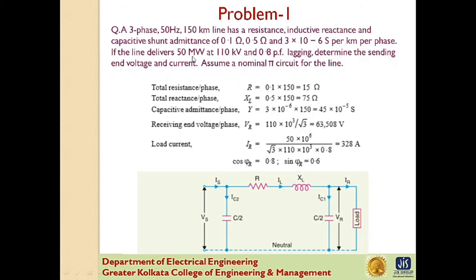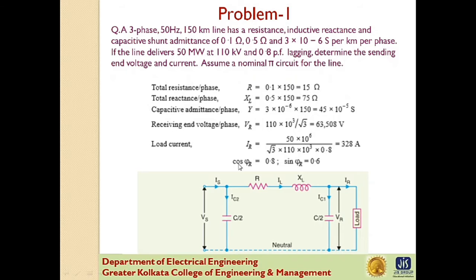Now the load current IR equals the total power divided by root 3 into voltage into power factor. The total power is 50 megawatt, so we convert it to watt. The voltage is 110 kV, so we convert it to volt, so multiply it by 10 cube, and the power factor is 0.8. So the final value of load current is 328.